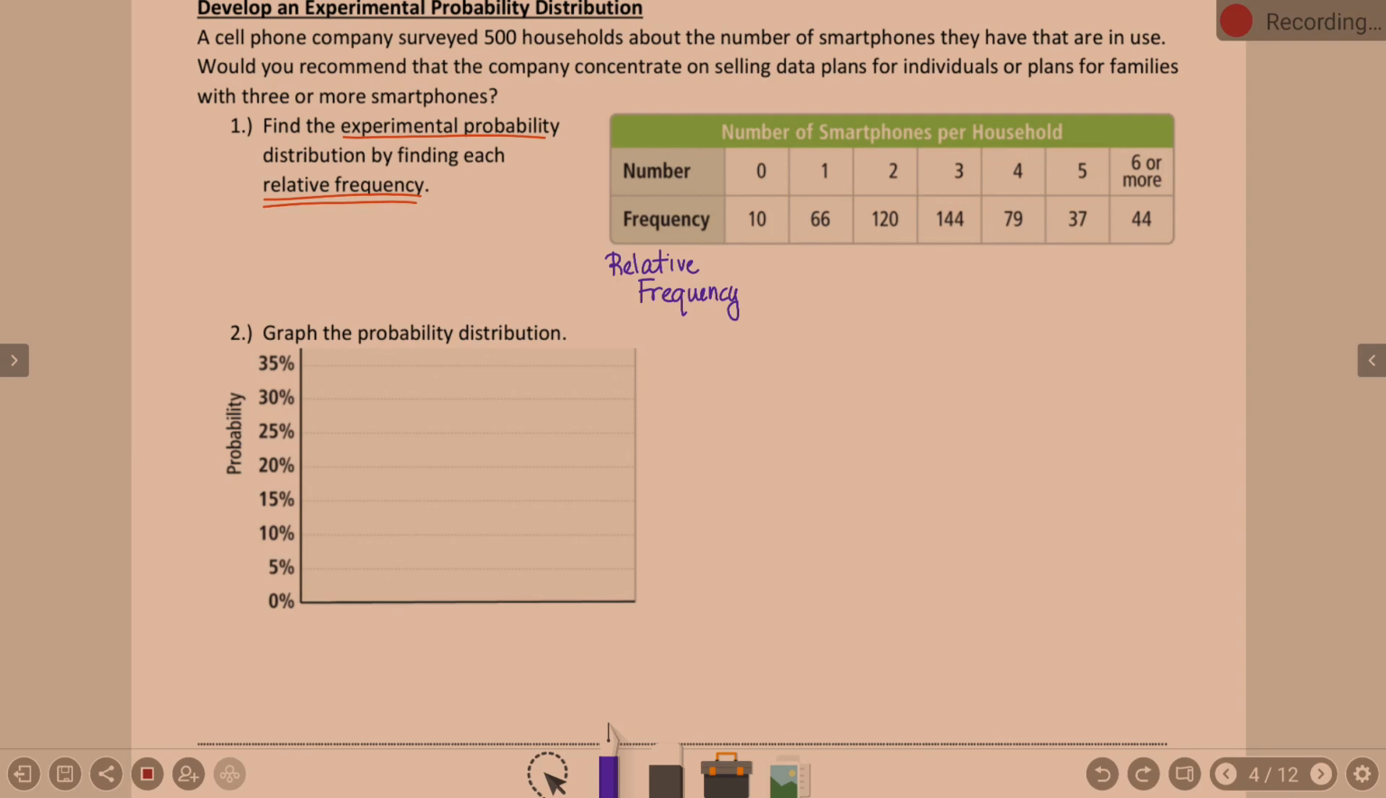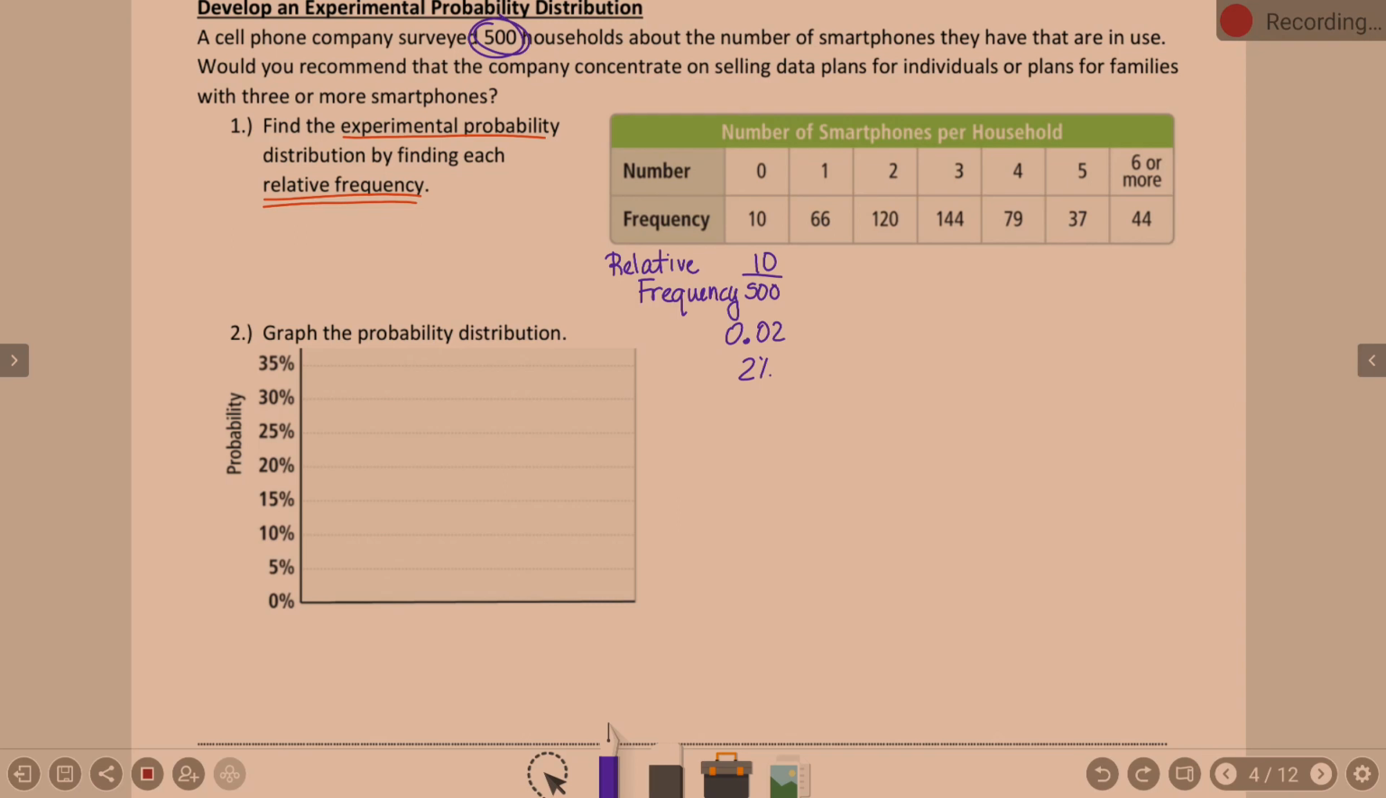I'm going to start with these as fractions. You'll need to calculate your sides. We're going to turn them to decimals and percents. Ultimately, I work with this problem in percents. We just have to get there. So, 0 smartphones per household happened how many times? 10. Out of how many households were surveyed? 500. So 10 out of 500 had 0 smartphones. What is 10 divided by 500? 0.02, which is what percent? 2%. We're going to go through and do this on each one.